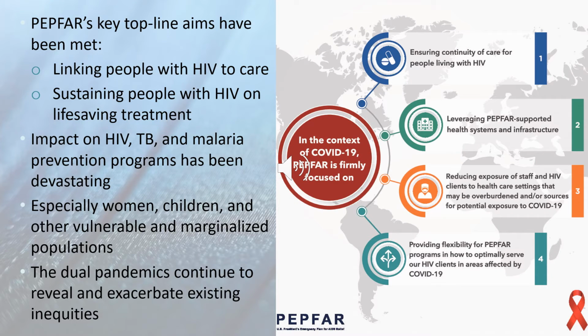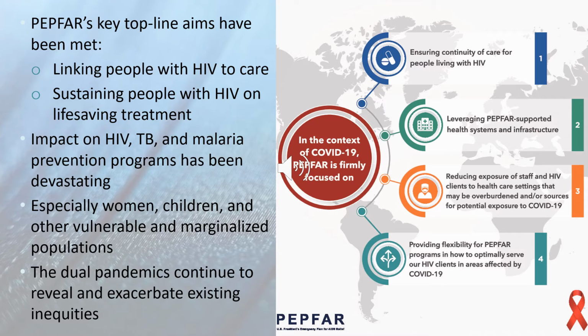The experience of PEPFAR since the onset of the COVID-19 pandemic has been mixed, but key top-line aims, including linking people with HIV with care and sustaining them on life-saving treatment, have been met, as overall program growth continued and continuity of treatment for people with HIV was largely successful. However, while PEPFAR and partner programs have shown remarkable resilience on treatment continuity in the context of COVID-19, the pandemic's impact on PEPFAR's and Global Fund's HIV, tuberculosis, and malaria prevention programs has been devastating.